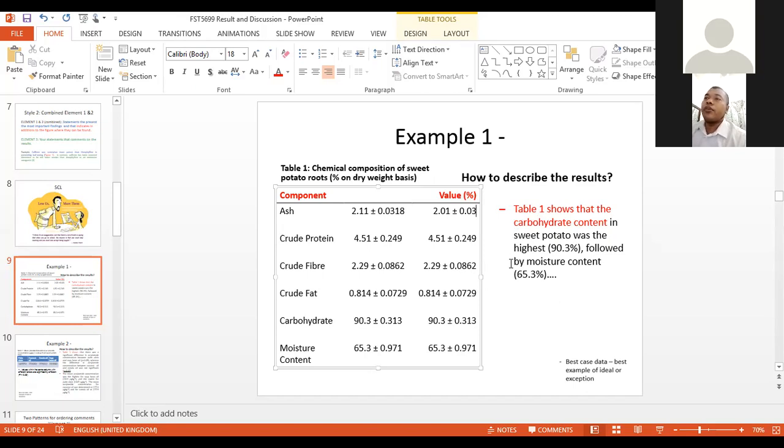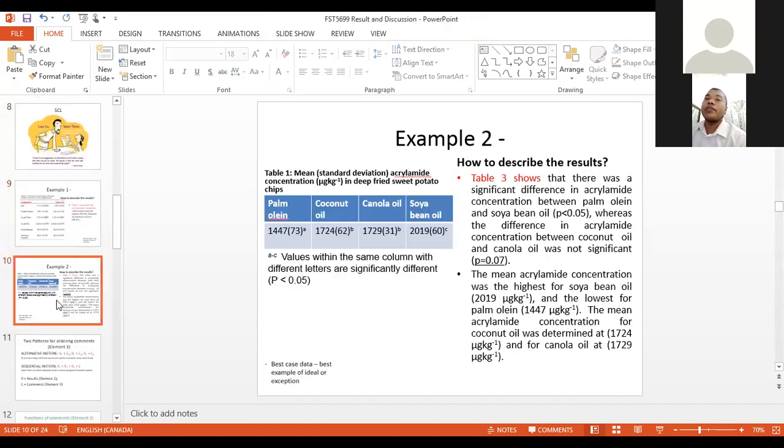The first one, you should locate this table, which is the first element. Table 1 shows the carbohydrate content in the sweet potato. So this is already the second element. The sweet potato was the highest with 90% carbohydrate, the highest 90%, followed by moisture content 65%, and so on and so on. Right? So I already have the first element, second element, and then I need to put my third element.